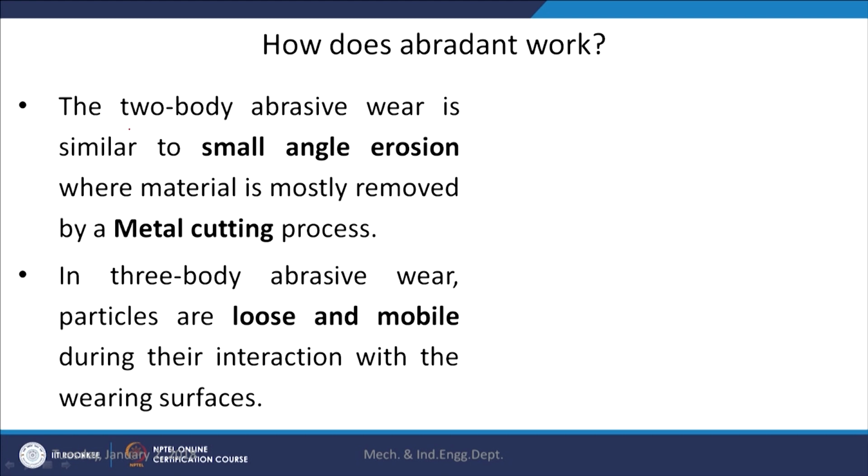In case of two body abrasion, it is similar to small angle erosion, wherein the material is removed mostly by a metal cutting process, and in three body abrasive wear, particles are loose and they move during the interaction with the wearing surfaces. So, we have already seen examples of two body and three body abrasive wear, and its further classification and the wear mechanisms we will see in the next presentation.